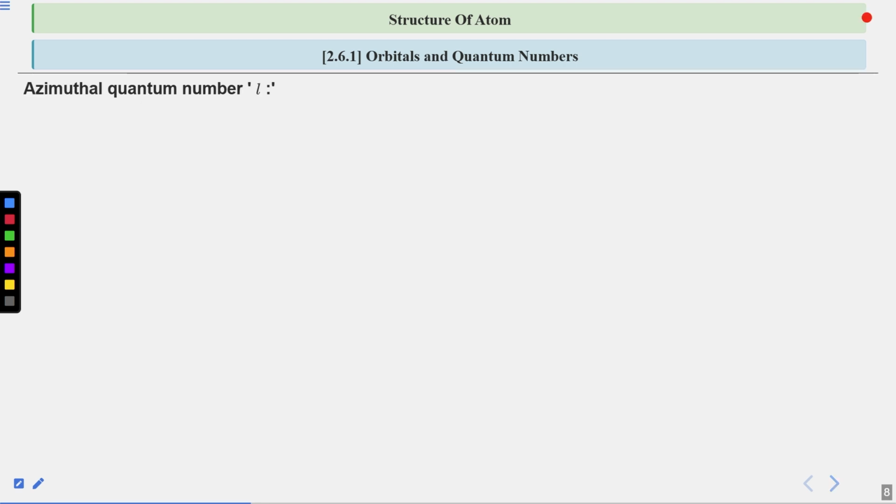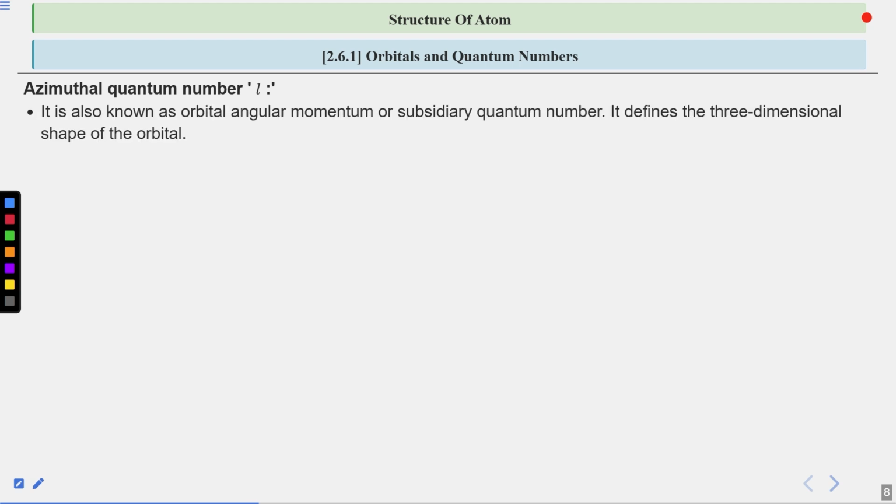Now we will move to the next quantum number, which is the azimuthal quantum number. It is also called the orbital angular momentum or the subsidiary quantum number. The important thing about this is that it tells us about the three-dimensional shape of the orbital. We will look at the shapes later on; for now we will focus on the values.